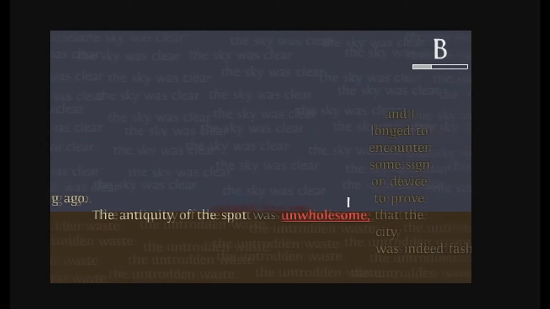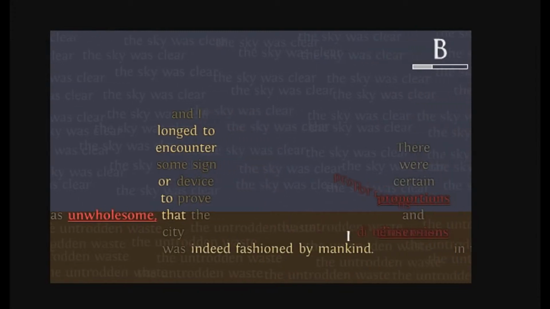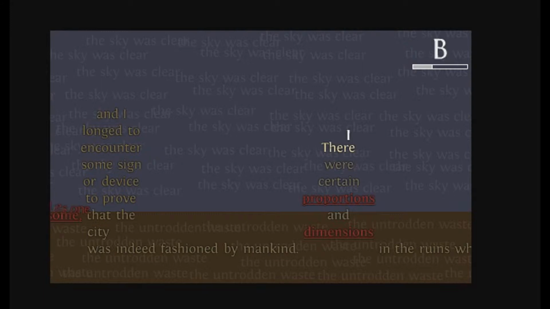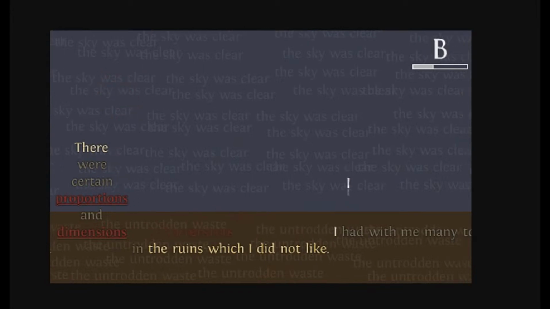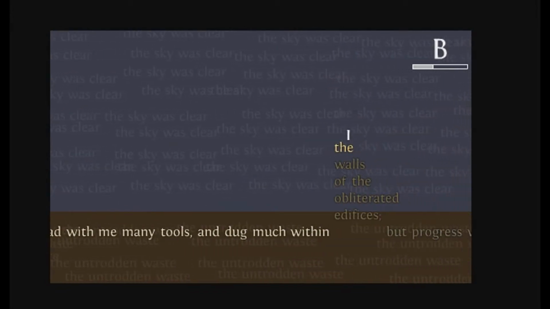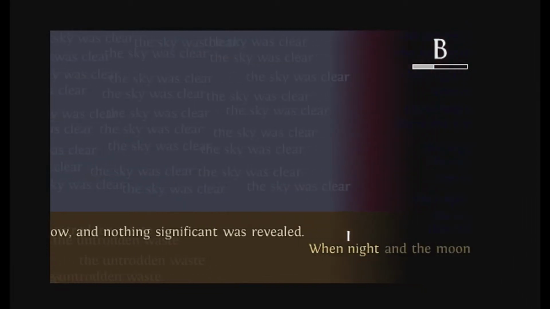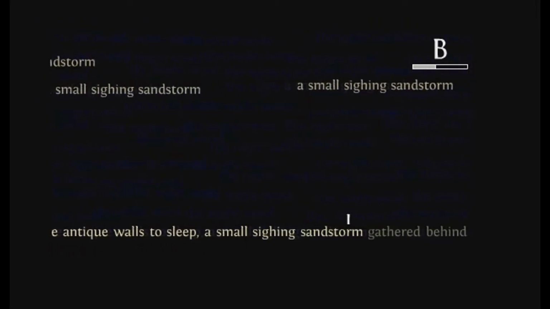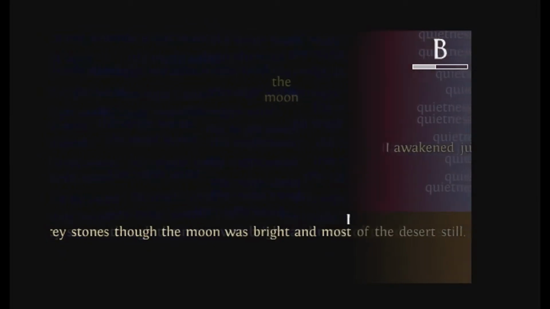The antiquity of the spot was unwholesome, and I longed to encounter some sign or device to prove that the city was indeed fashioned by mankind. There were certain proportions and dimensions in the ruins which I did not like. I had with me many tools and dug much within the walls of the obliterated edifices, but progress was slow and nothing significant was revealed. When night and the moon returned, I felt a chill wind which brought new fear, so that I did not dare to remain in the city. And as I went outside the antique walls to sleep, a small sighing sandstorm gathered behind me, blowing over the grey stones, though the moon was bright and most of the desert still.